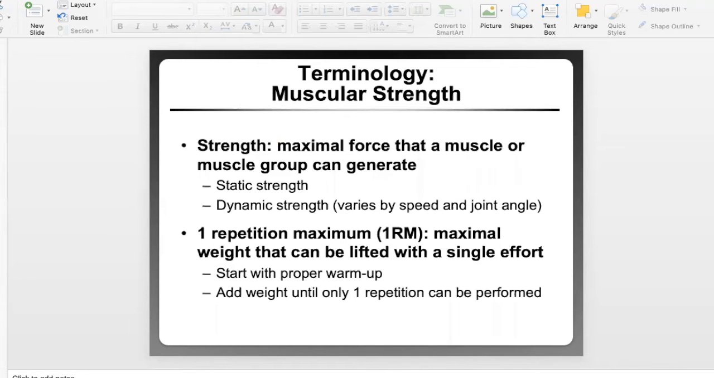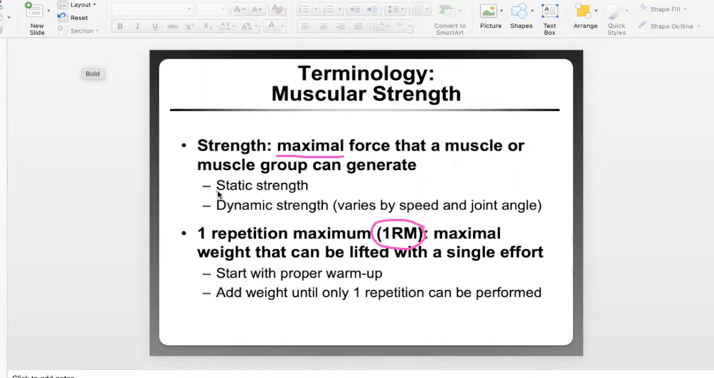In gymnastics, although I think that our guys are strong, I don't think that our guys really use strength too much. I think that our guys use power, and there's a difference between strength and power. So strength is the maximal force that a muscle or muscle group can generate. Usually it's going to be lifted one time. So it's a maximal effort.